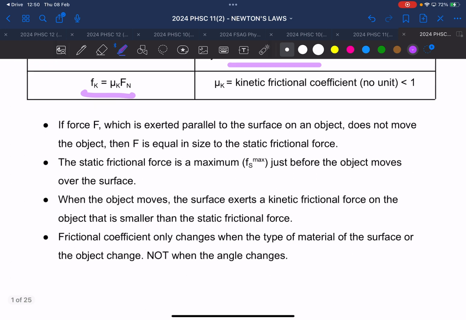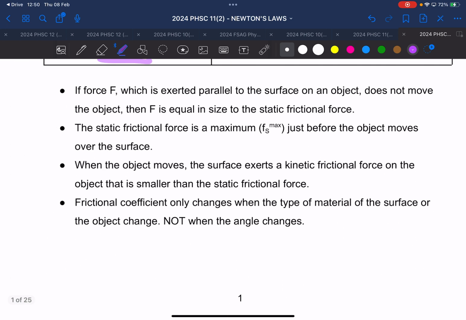Okay, so it says there, if a force F, which is exerted parallel to the surface of an object, does not move the object, then F is equal in size to the static frictional force.